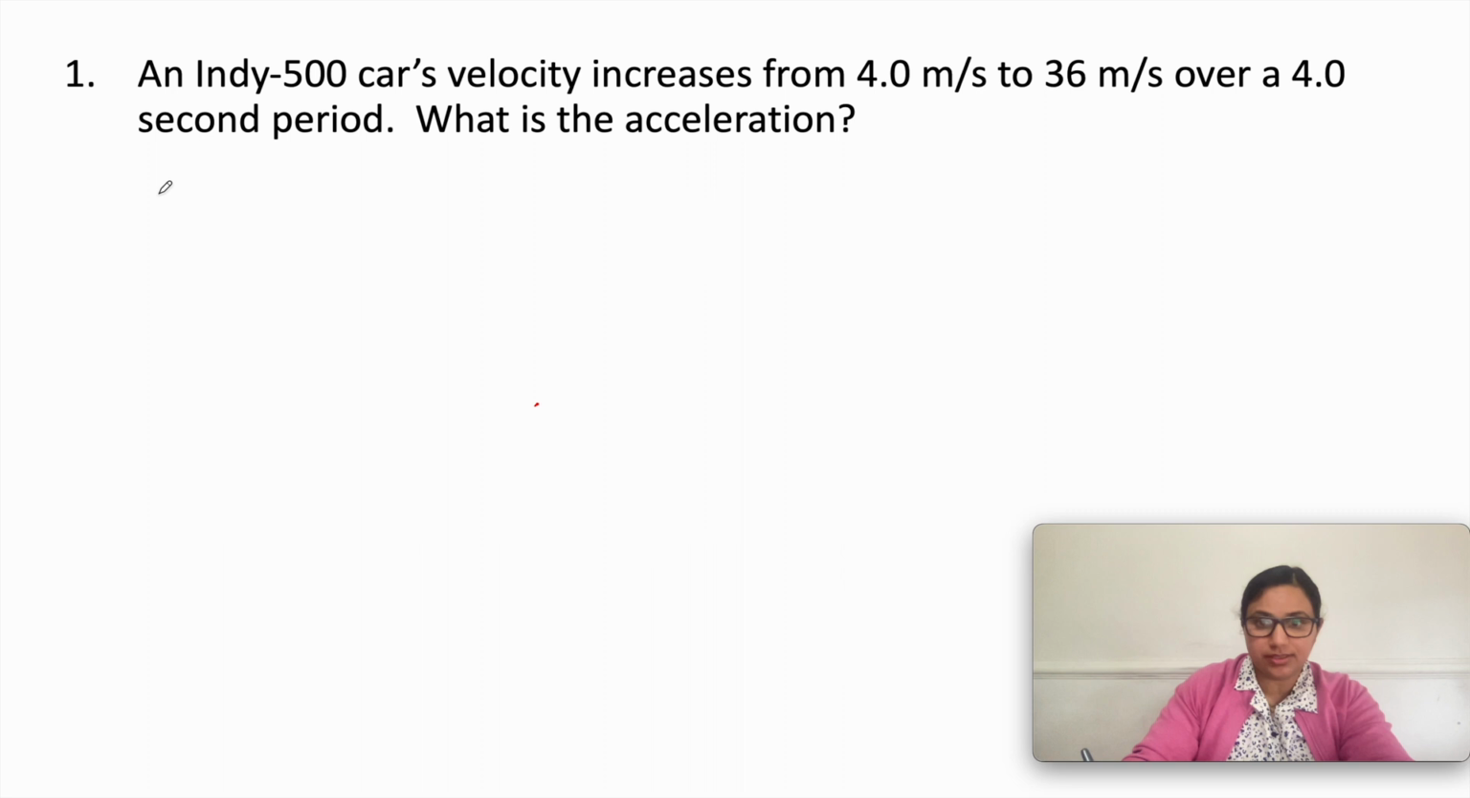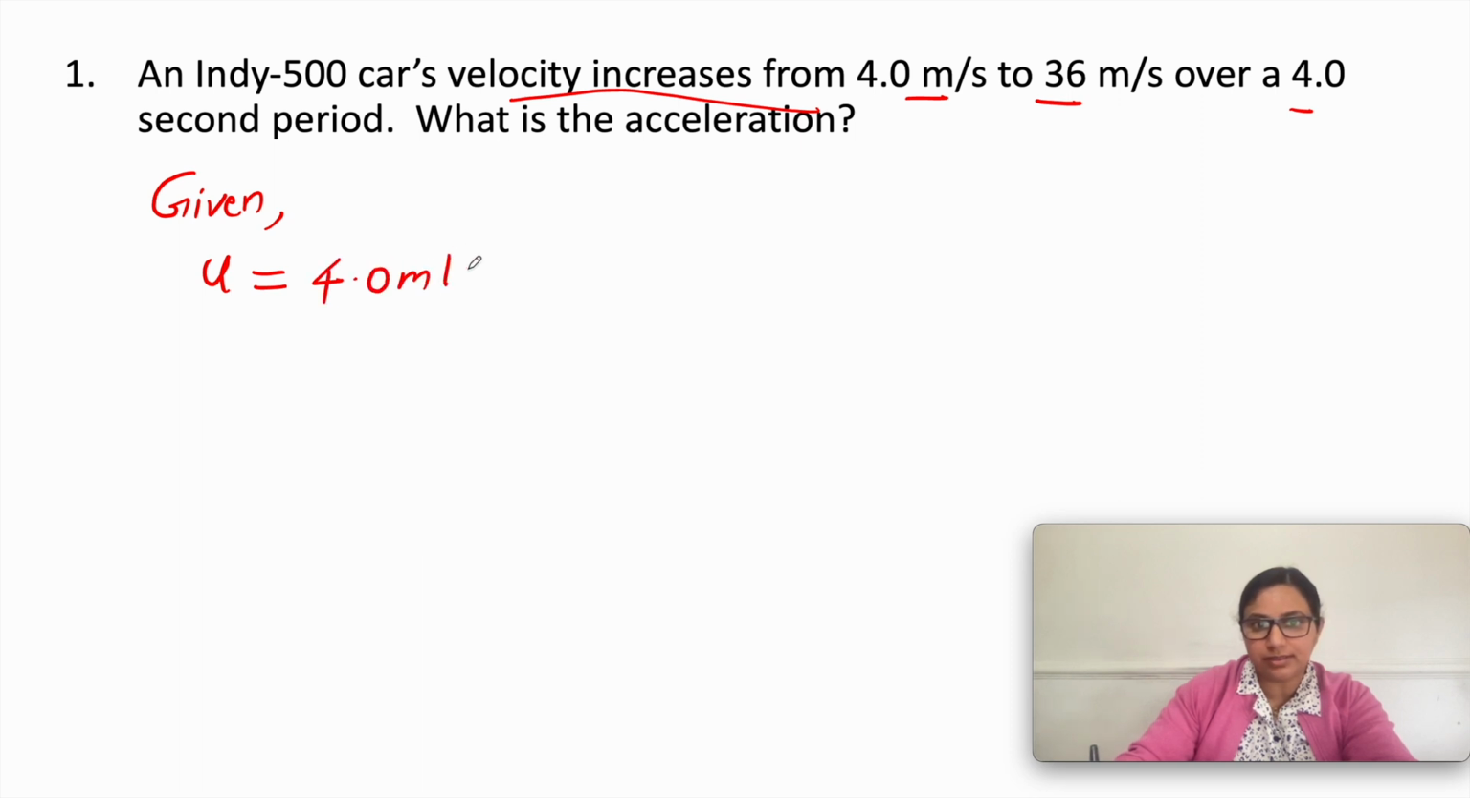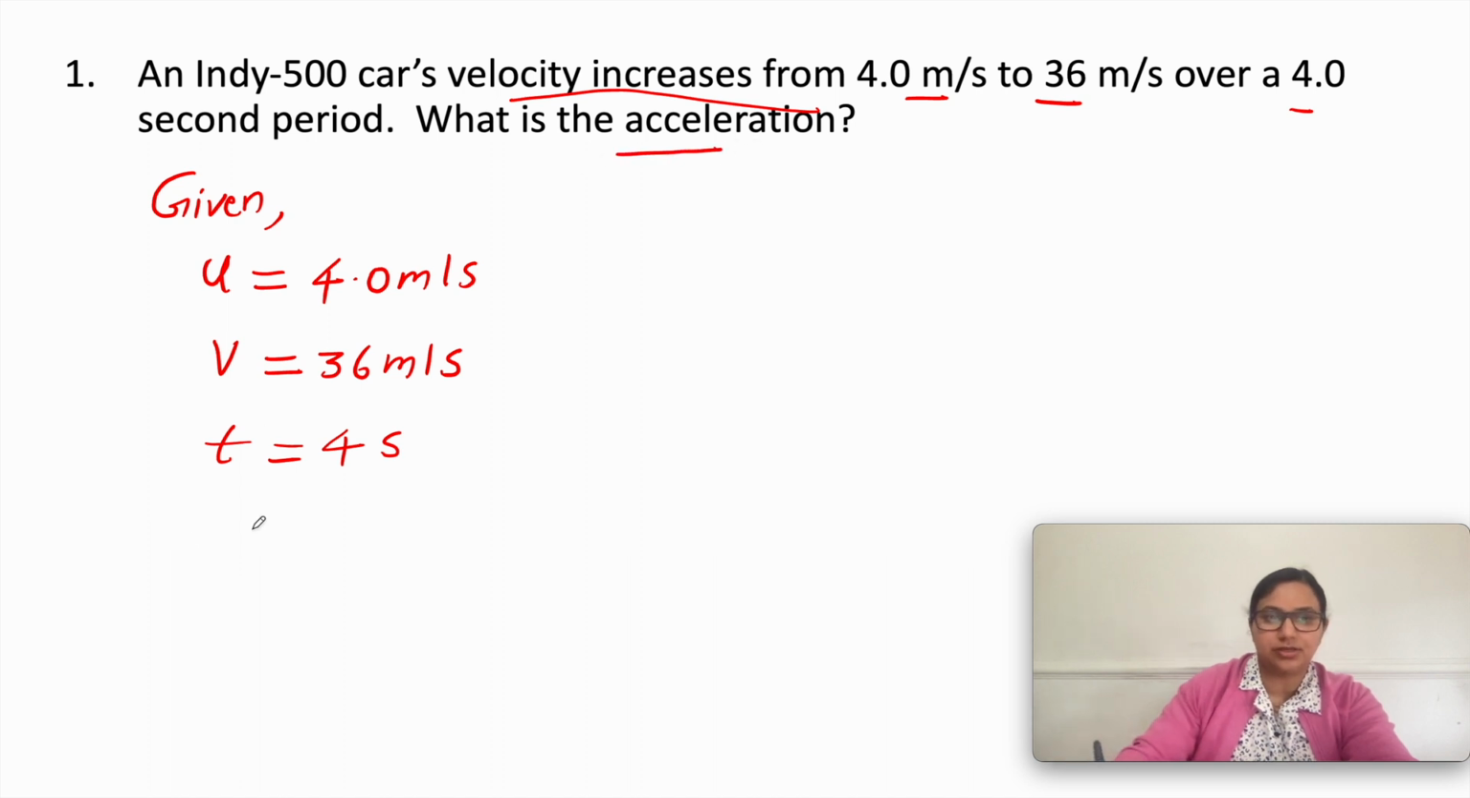First, we need to understand this question correctly. We need to know what parameters are given here and what we need to find out. Given the velocity increases from 4.0 meter per second to 36 meter per second over a time period of 4 seconds. We have the initial velocity as 4.0 meter per second and final velocity as 36 meter per second, and the time period is given, that is t, which is equal to 4 seconds. What we need to find out here? We need to calculate the acceleration.